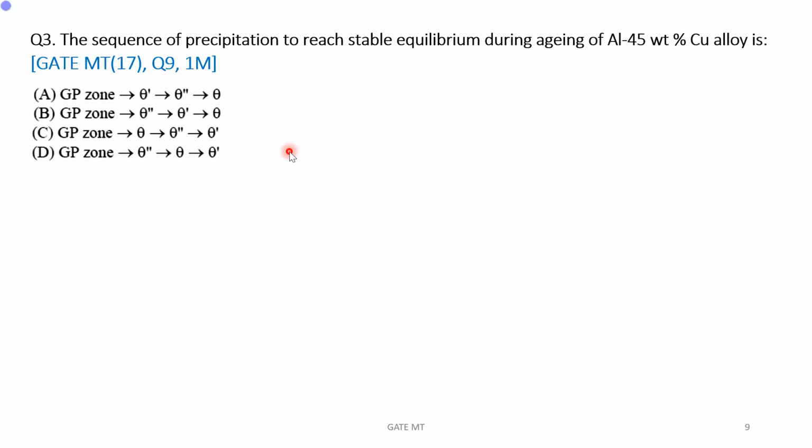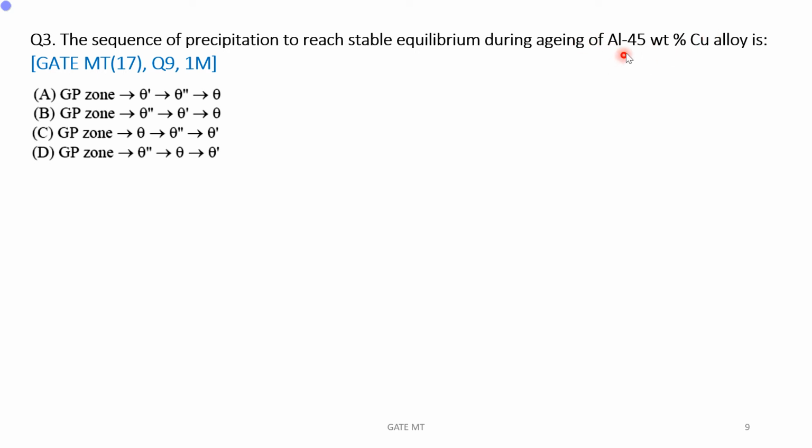The next question is: the sequence of precipitation to reach stable equilibrium during the aging of aluminium 4.5 weight % copper alloy is. It was asked in GATE Metallurgical Engineering 2017 for 1 mark. In this particular question, you might already know the sequence of precipitation, but it's nonetheless important that we understand precipitation hardening in aluminum alloys.